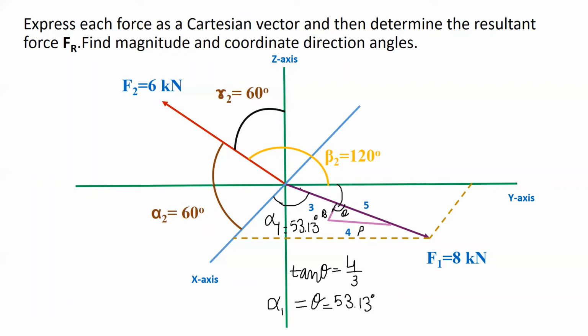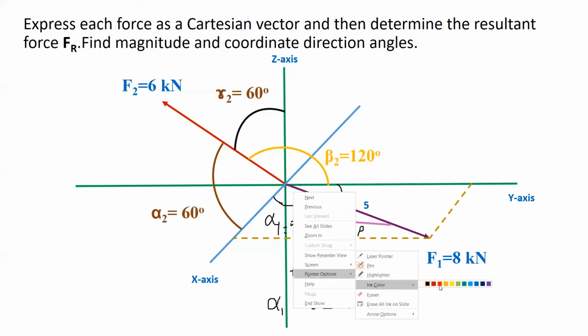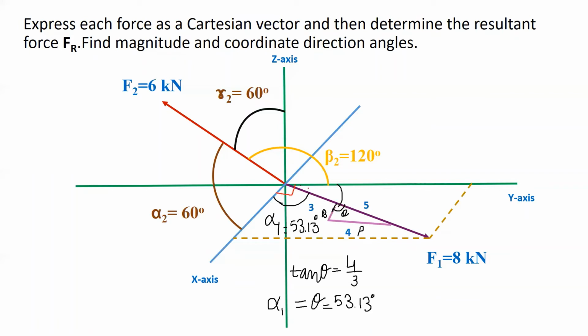Obviously this is exactly lying between the x-axis and the y-axis, so the total is 90 degrees. So this angle will be 90 degrees minus alpha 1, which equals beta 1. So beta 1 comes out to be 36.86 degrees. It means that now you know the coordinate direction angles of both F1 and F2.